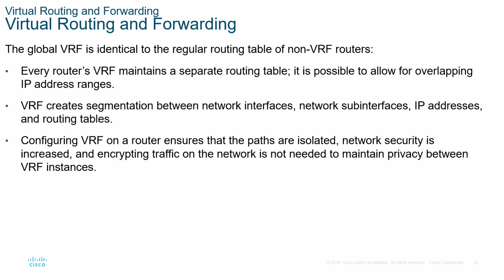VRF creates a segmentation between the network interfaces, subinterfaces, addresses, and routing tables. So each VRF is going to maintain their own separate tables. Configuring a VRF on a router will ensure that the paths are isolated and security is then increased. Encrypting specific traffic or all traffic on the network isn't necessarily needed to maintain privacy between the VRF instances. You can, but you don't have to, because each VRF instance is essentially separated.